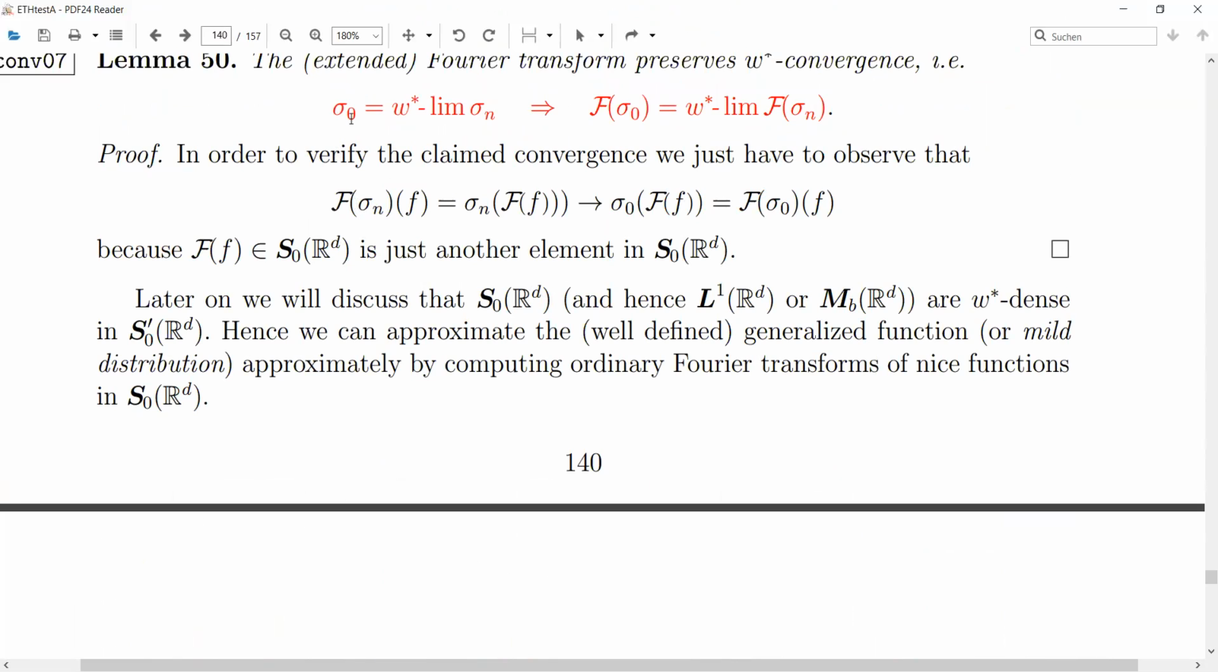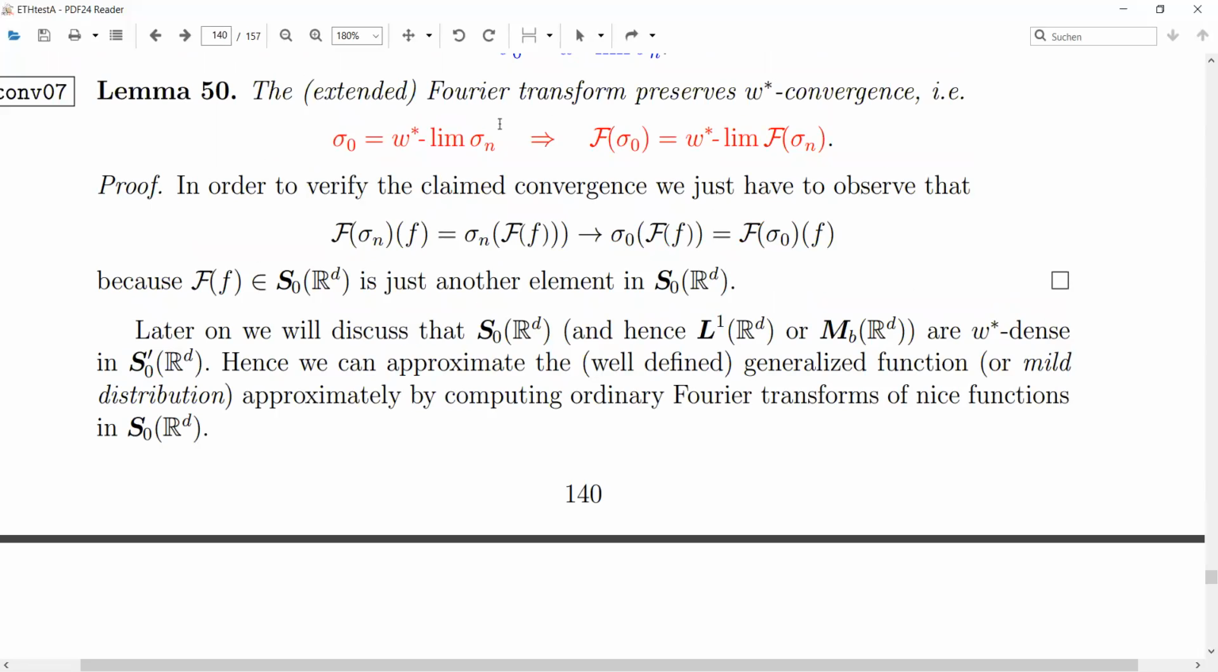So what does it mean? Sigma 0 is the weak star limit of sigma n. You're giving me a sequence of these sigma n, maybe Dirac sequences or Dirac combs or so, and then you're saying, well, I want to see whether these abstract objects are convergent to this limiting object by trying to insert any f from S0, if we are talking about weak star convergence inside of S0 prime. You apply to any f, and if this has a limit, this is exactly the sigma 0 of f.